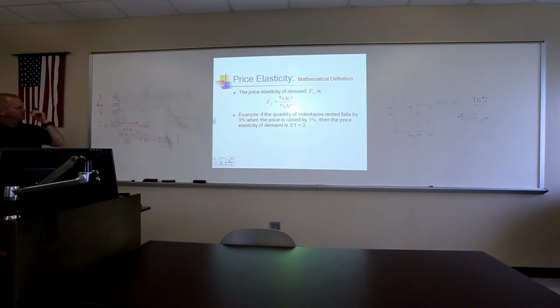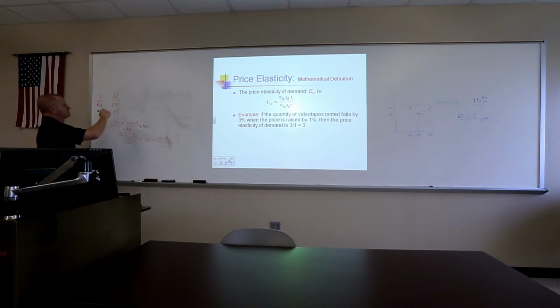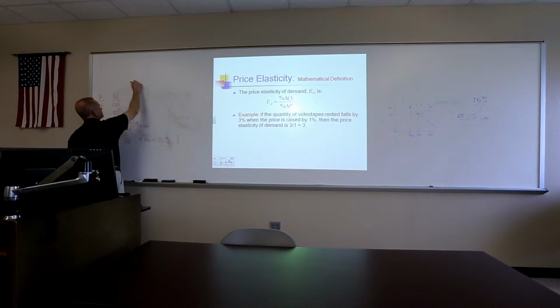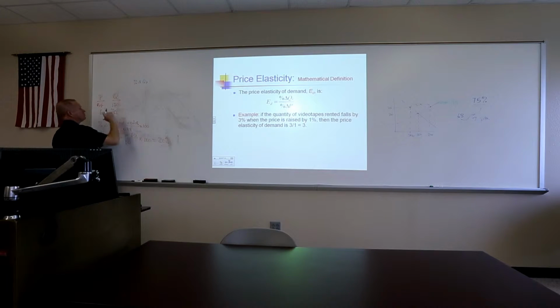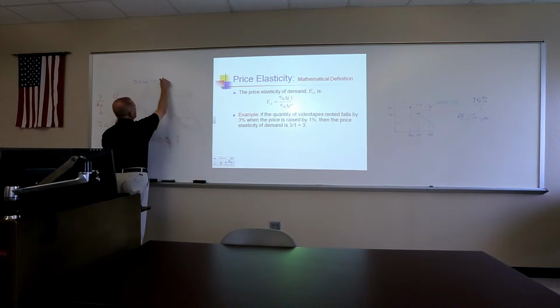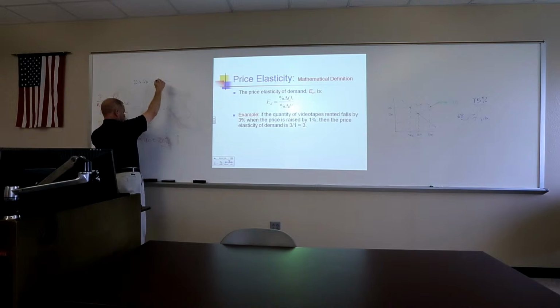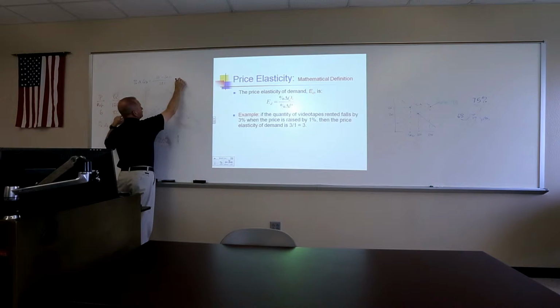And the amount, let's do the percentage change for quantity demanded first. What's the new amount? Let's say this is the new amount. This is the old. So the new amount is 80 minus the old amount divided by the old amount times 100.